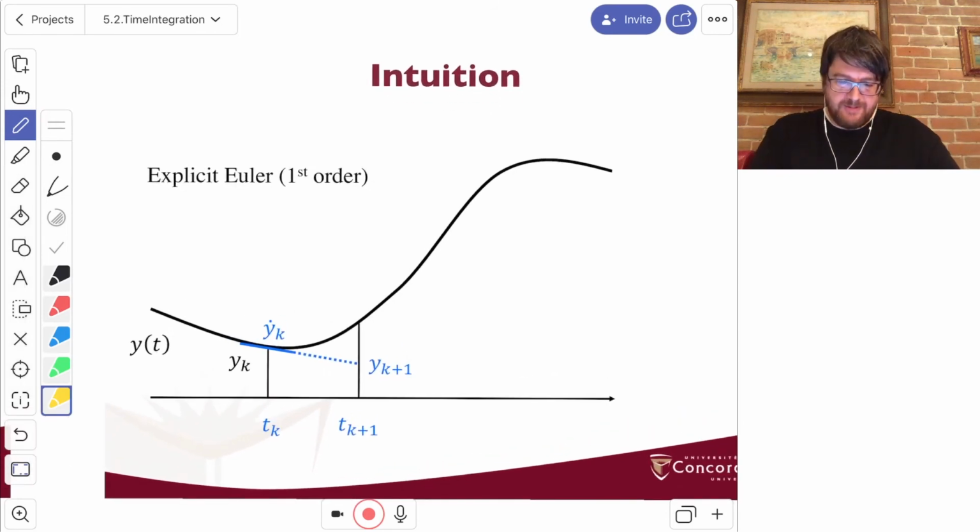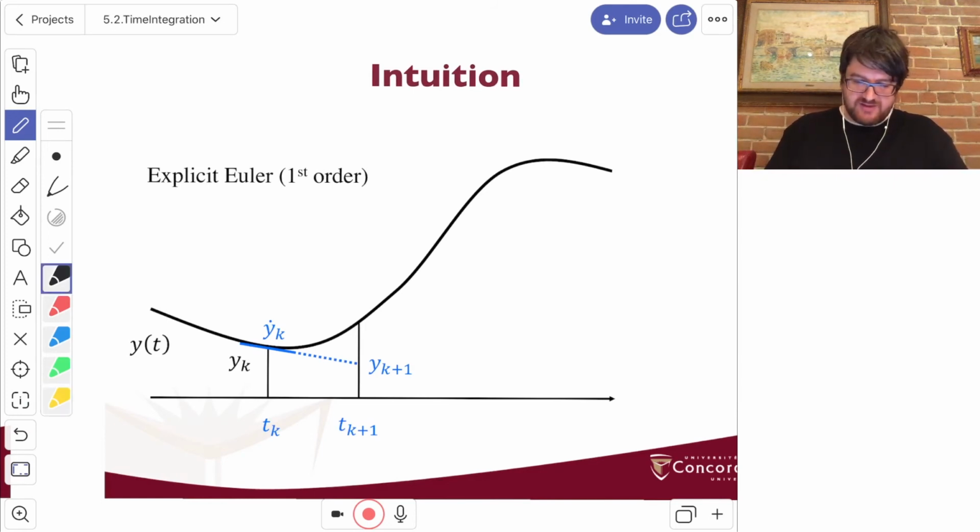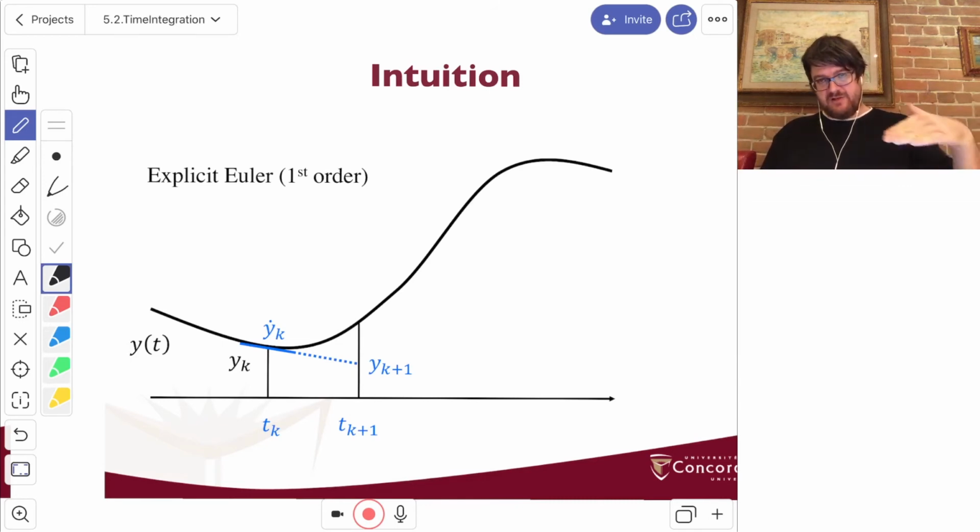So the explicit Euler again, I'm repeating over and over again, I'm hoping that this part is going to stay. We take a step from tk to tk plus 1 purely in the direction of the tangent. This can work well if the time step is small, but it doesn't work well if the time step is big and there's a lot of change in the derivatives, as is the case in this specific example.